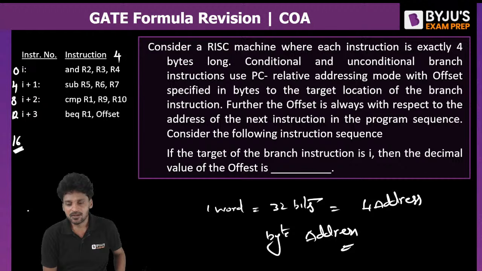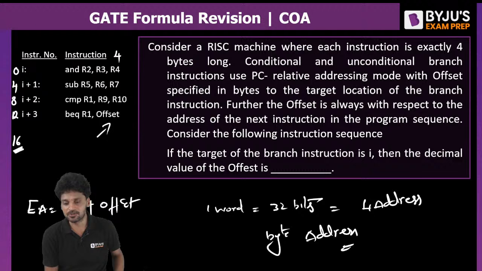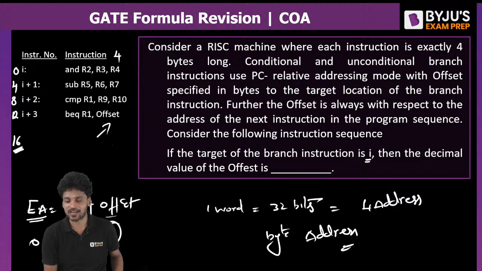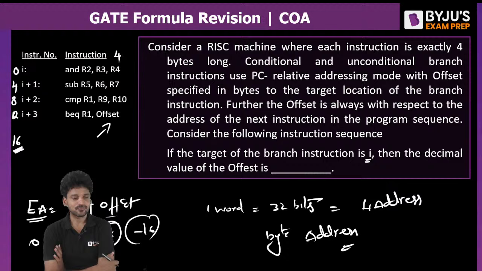So here, simple. In the relative addressing mode, the effective address is equal to the program counter value plus the offset of the branch instruction. Am I clear? So the program counter value is 16 plus the offset, which must be X. When both are added, the effective address is obtained. What is the effective address? According to the question, the effective address is the address of I, because the branch is going to I. What is the address of I? It is equal to 0. So 0 is equal to 16 plus X. What should the X value be? The X value should be minus 16. Am I clear?